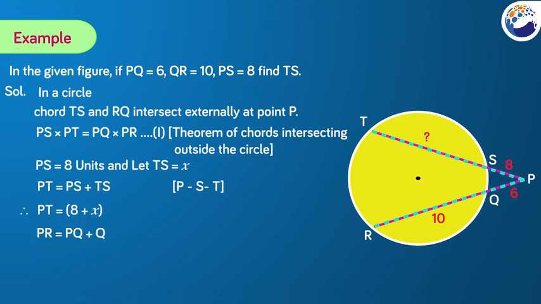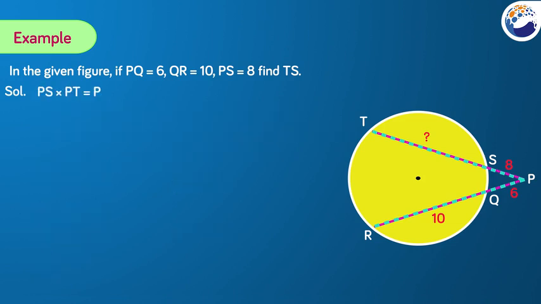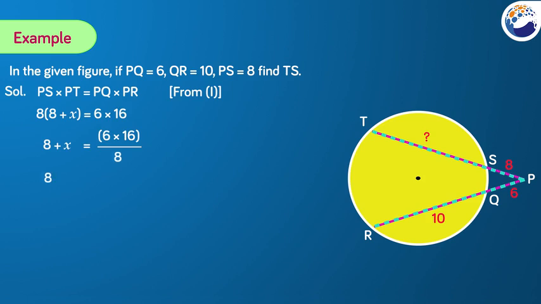PR is equal to PQ plus QR. PR is equal to 6 plus 10. PR is equal to 16. PS into PT is equal to PQ into PR. From equation 1, 8 into (8 plus X) is equal to 6 into 16. 8 plus X is equal to 6 into 16 upon 8. 8 plus X is equal to 12. X is equal to 4. Therefore, TS is equal to 4 units.